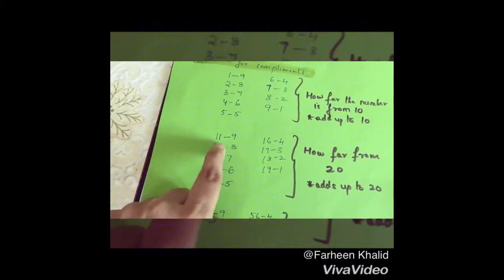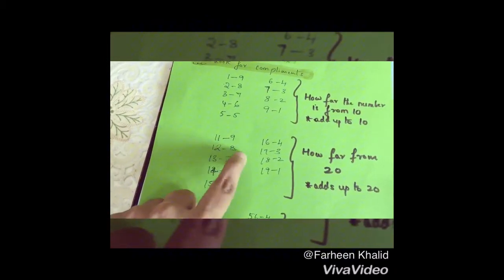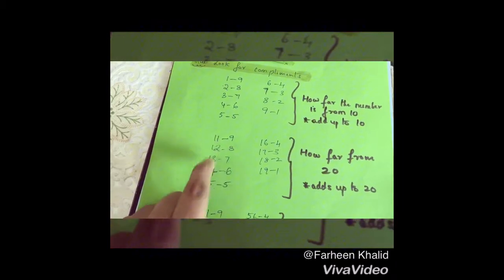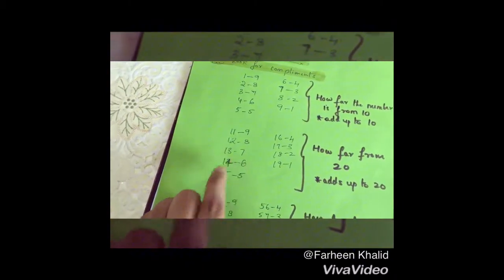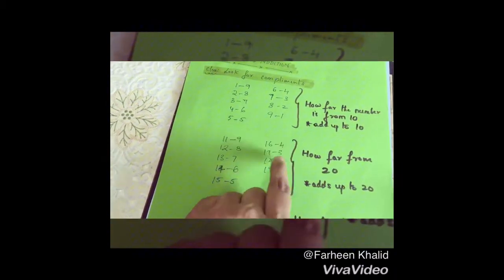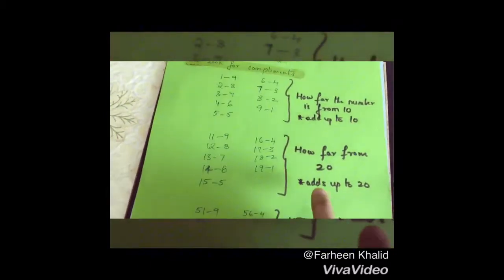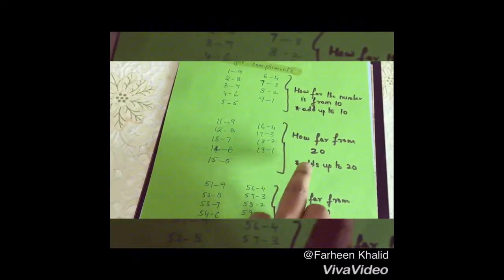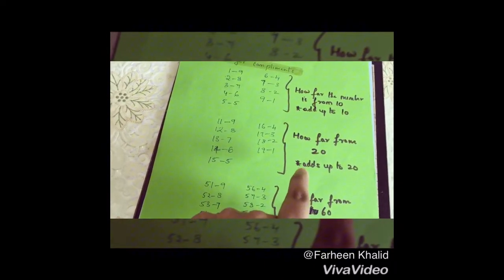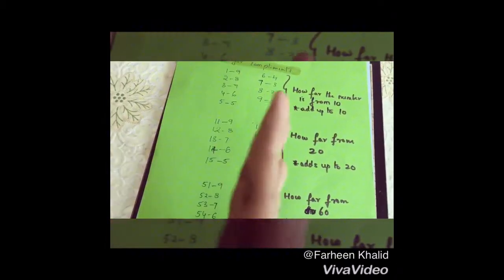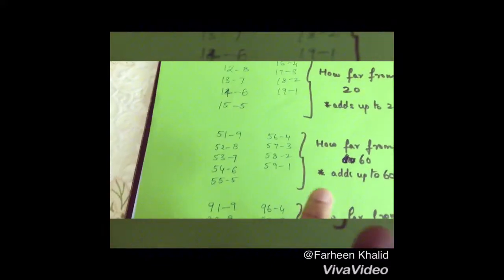So 11 is 9 and 12 is 8 because the complement of 2 is 8. Now 13 is 7, 14 is 6, 15 is 5, 16 is 4, 17 is 3, 18 is 2, 19 is 1. So again these add up to make 20. Now we can do the same thing to find numbers between 20 to 30, and you see how far they are from 30. Then the same thing for 40. Let's take an example here for 60.